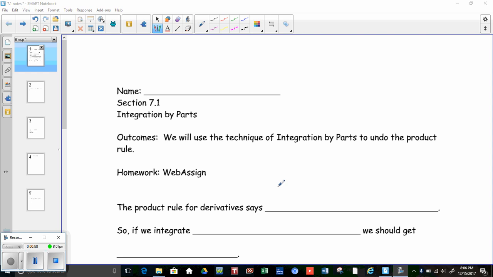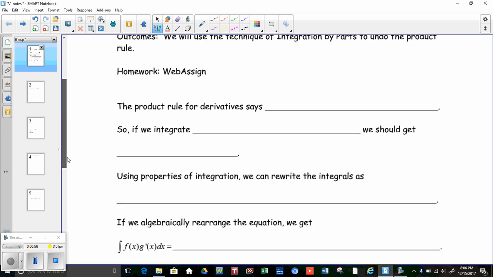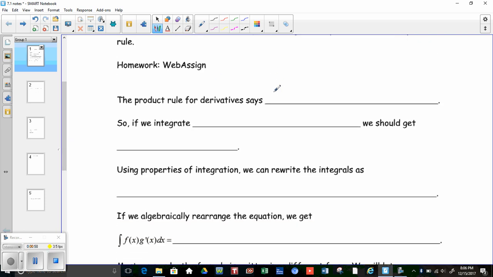Okay, so here we go. Product rule for derivatives. So if we're going to undo the product rule, let's go back and revisit what the product rule is. So the product rule for derivatives says, if I take the derivative of some product of functions, so f of x, g of x. Order doesn't really matter, but I'm just going to go with f and g.